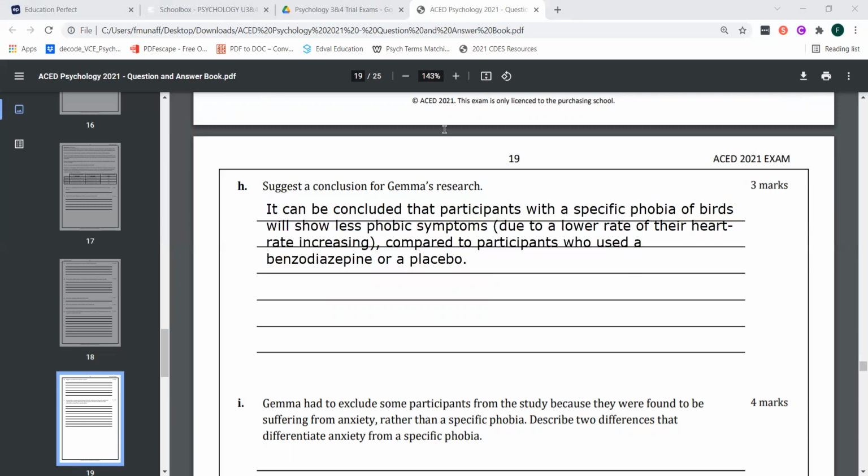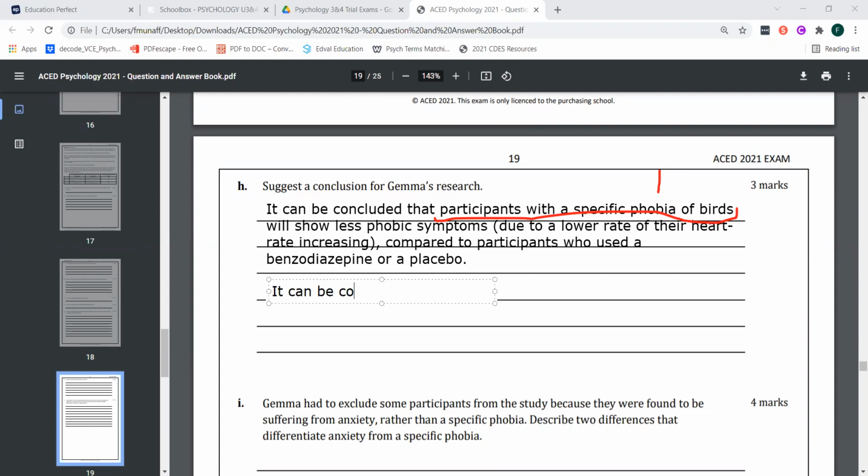So here you can clearly see that we've included the sample of participants. So we've said that it's participants with a specific phobia of birds. Okay, so that's 1 mark. We've talked about the interventions. We've mentioned, oh, sorry, I forgot to mention systematic desensitization. I don't know why I did that. Okay, you know what? Let me just type that again. I don't know why I missed that.